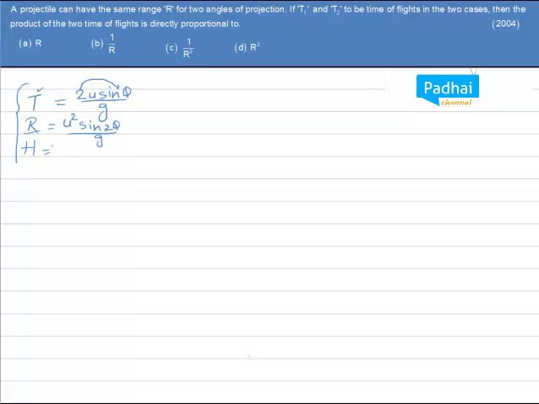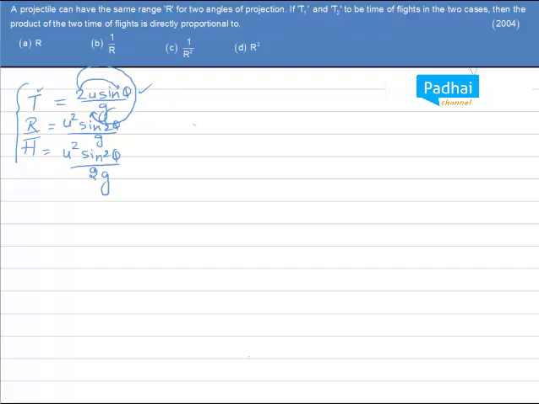Now again, if we move down, what is happening? This 2 is moving from here to here, so it is going over u and sine theta. So that means H will have the formula u square sine square theta over 2g. So this was an easy trick. You just have to remember the total time. So the range is given by u square sine 2 theta over g.